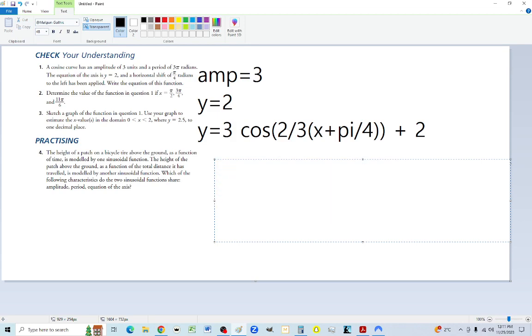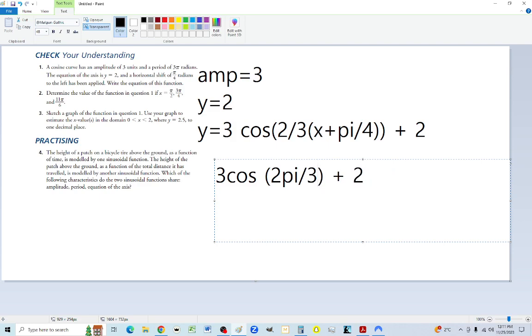We can verify it by putting this into the example. Whenever they give you the angle, though, it's very simple. The next angle they give us is 3 pi over 4. So 2/3 times (3 pi over 4 plus pi over 4) plus 2. 3 pi over 4 plus pi over 4 is 4 pi over 4, or simply pi. And don't forget the word cos that I have out here. 2/3 times pi is 2 pi over 3.